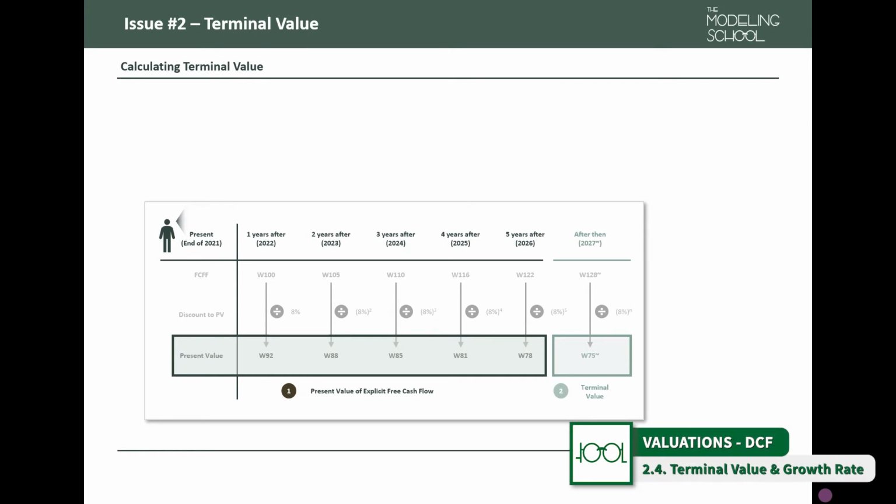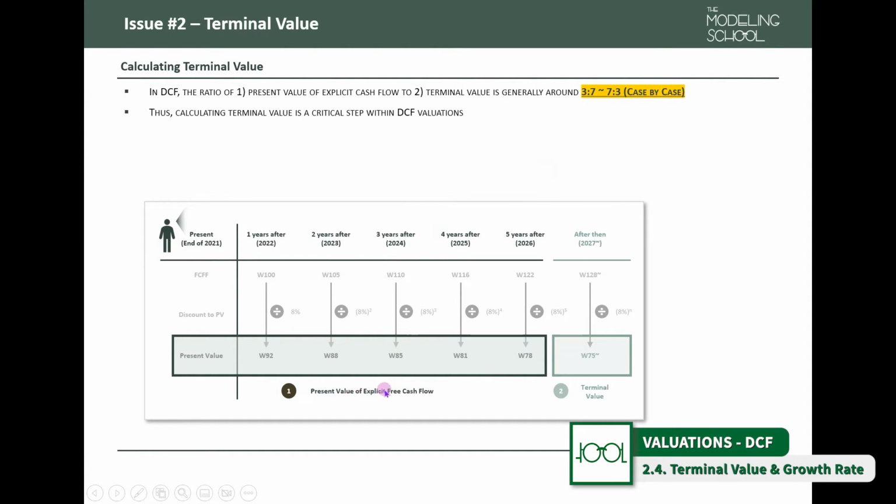Issue number 2 would be related to calculating terminal value. As mentioned earlier, we have two parts when we do a DCF analysis. Part number 1 is where we calculate the present value of explicit cash flow. And number 2 is, because we cannot forecast the company's cash flows forever, we assign a certain year to calculate, and then for the years after, we do a very simple calculation and derive a terminal value.